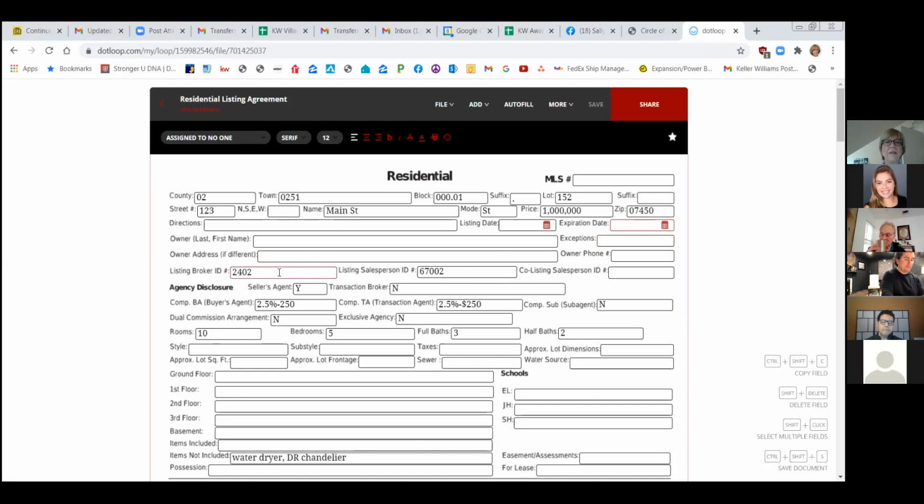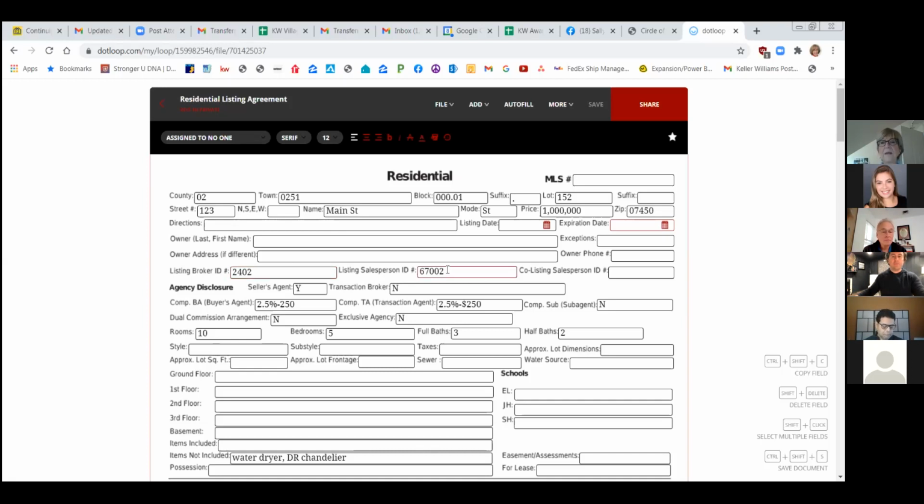You'll see what's written in here. This is the code for Keller Williams Village Square in Ridgewood. It's 2402. And that's our code. I recommend to people that some of these codes and passwords and things, make a contact in your phone. You always have your phone with you, and just put New Jersey MLS code 2402. So you always have it. You don't have to think about it.